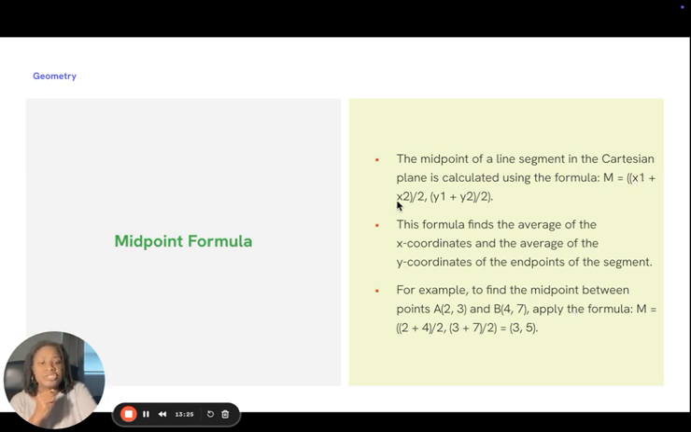X1 plus x2 divided by 2. Why are we adding them and then dividing by 2? Because we're finding the average. We're just looking at the values for your given x values for these points. Add them together, divided by 2, because we're adding 2 together. Find the average. And then we do the same thing here: y1 plus y2 divided by 2.